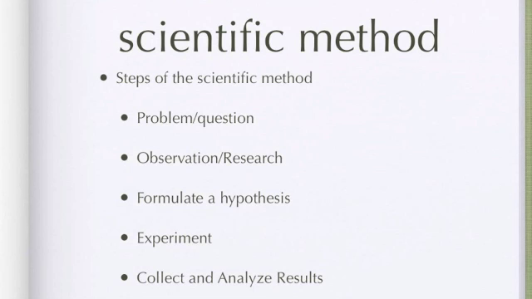The steps of the scientific method include developing a question or identifying a problem, conducting some observations and finding some background research, formulating a hypothesis, conducting an experiment to test that hypothesis, collecting and analyzing the results of the experiment, and develop a conclusion to combine your data results with your hypothesis.